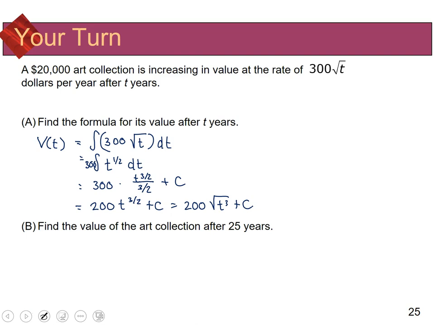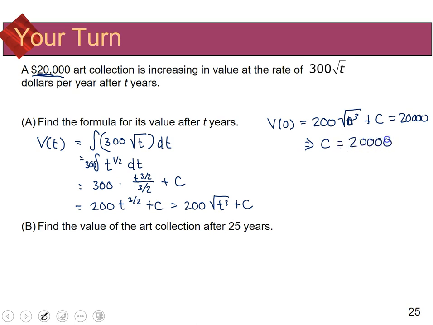So we were told that it started as $20,000. So that means that's what it was worth when it was bought. So no time has passed. So I know that v of 0, which would equal 200 times the square root of t cubed, or 0 cubed now, plus c should equal 20,000. Now in this case, since I am doing 200 times the square root of 0 cubed, that all becomes 0, so it stands to reason that we now know that c is 20,000.